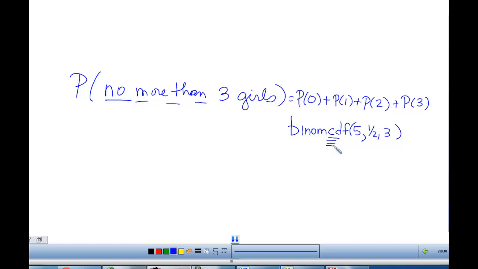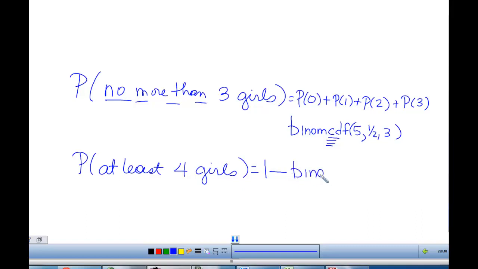Okay? All right. If I said the probability of at least 4 girls. Okay? Well, what's not included in at least 4? 0, what else? 1, 2, or 3. So that's why we could say 1 minus binomial CDF 5, 1/2, 3. Does that kind of make sense?